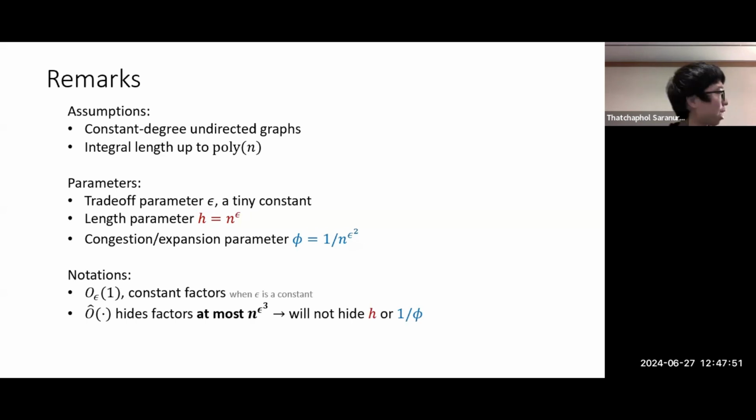The third parameter is the congestion or expansion parameter phi, and I will set it to be 1 over n to the epsilon squared. And the final thing is the notation. I will use O epsilon 1 to denote constant factors. O hat notation will hide some small polynomial factors, at most n to the epsilon cubed. So basically I will not hide h factors or 1 over phi factors inside these O hat notations.